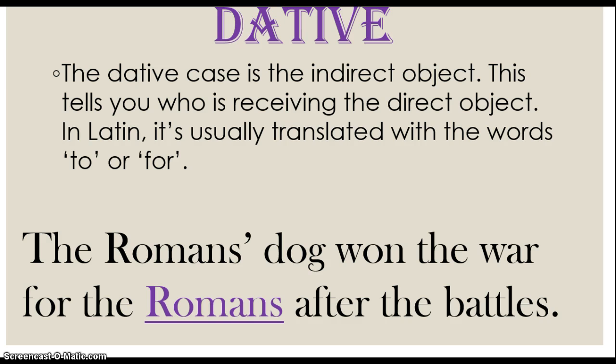The next case is the dative case. That's the indirect object. It tells you who receives the direct object. In Latin, it's usually translated into English with the words to or for. So in the sentence, the Romans' dog won the war for the Romans after the battles, for the Romans, Romans is the indirect object. Who did the Romans' dog win the war for? The Romans.